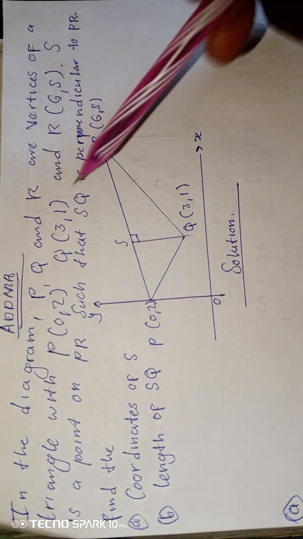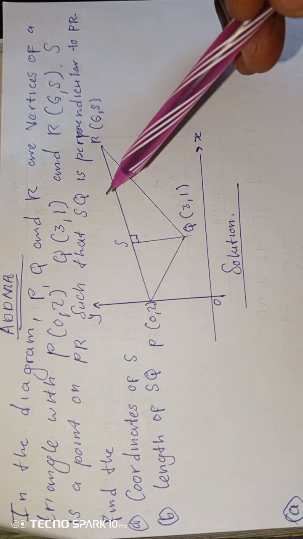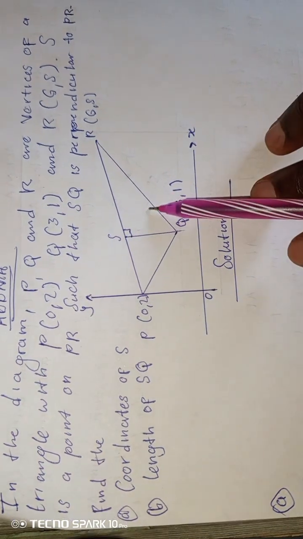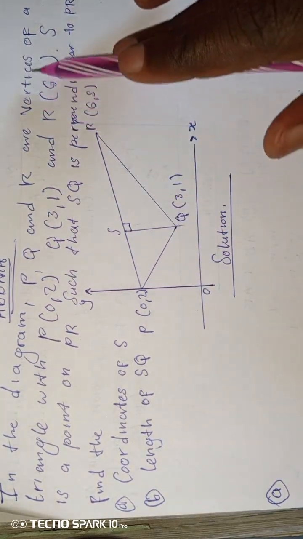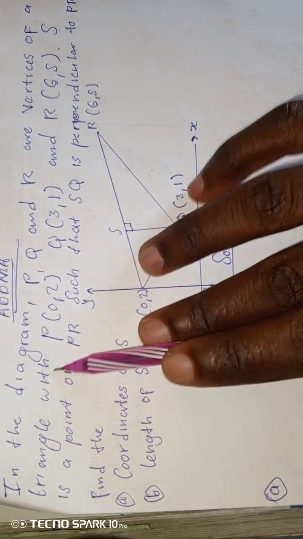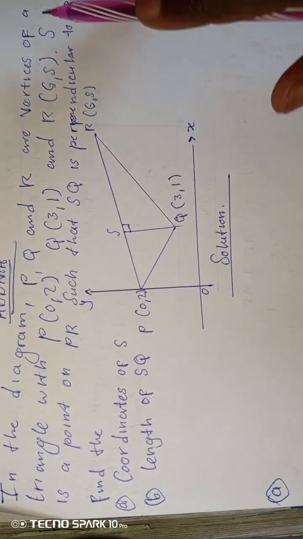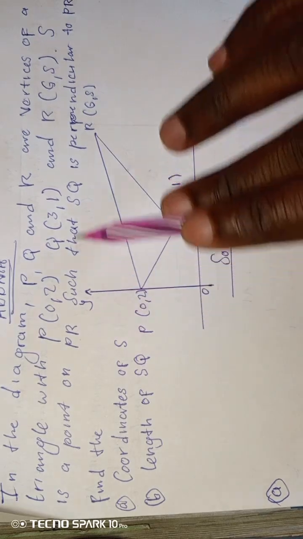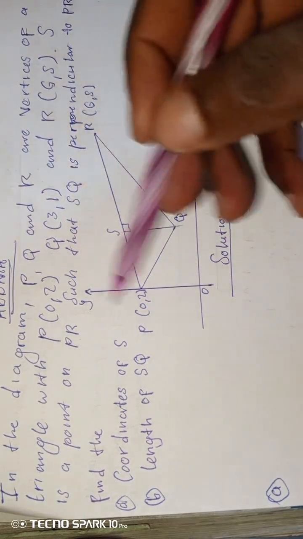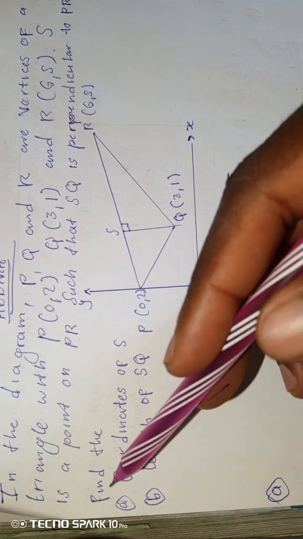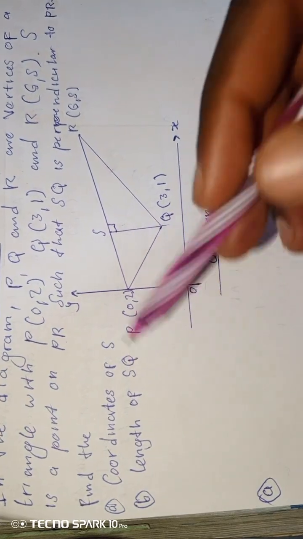Hello everyone, we have this question here coming from the topic called coordinate geometry, and this is additional mathematics. The question reads, in the diagram P, Q and R are vertices of a triangle with these coordinates for P, coordinates for Q, coordinates for R. S is a point on PR such that SQ is perpendicular to PR. So this is the diagram given. The question reads, find (a) the coordinates of S, (b) the length of SQ.